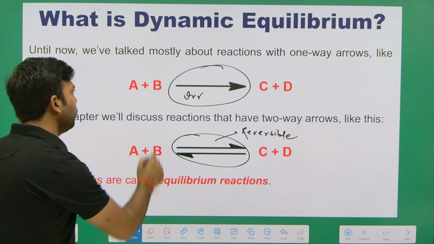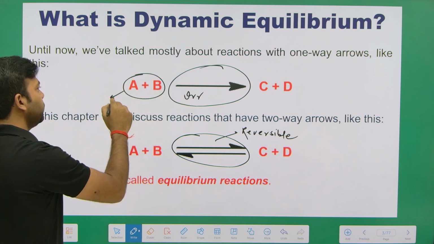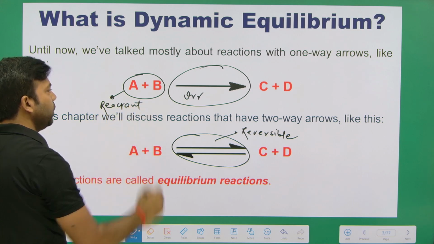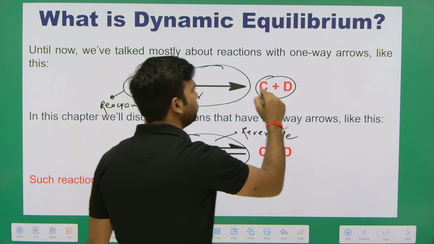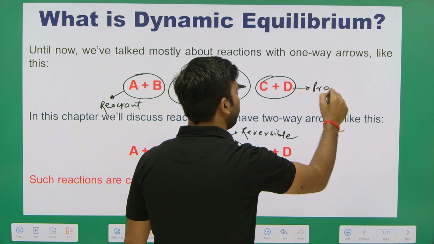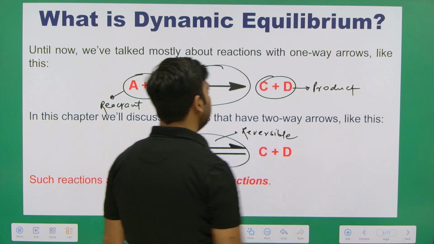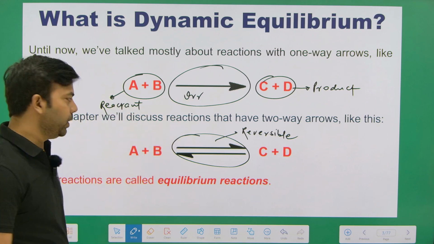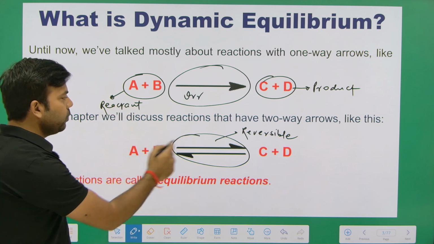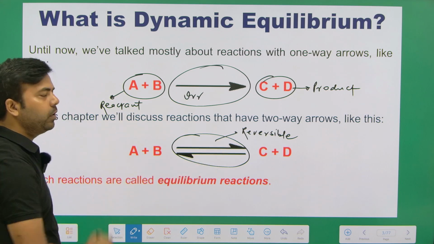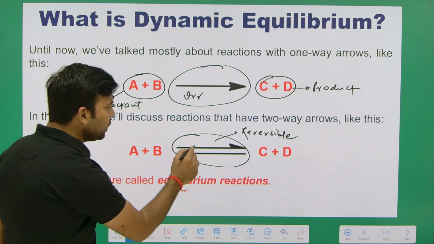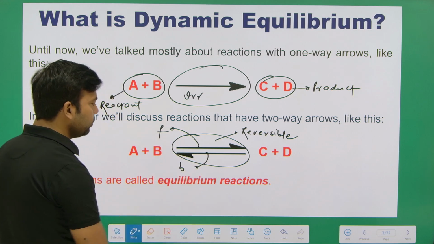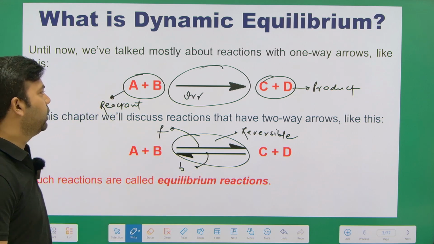First of all, we should know this left-hand side is my reactant. This is called reactant. And this is called product. Okay. So in the top reaction, reactant is converted into a product, but in the bottom one, reactant is converted into a product and product is converted into a reactant. So this direction indicates forward and this is backward. Clear? So this is the arrow.